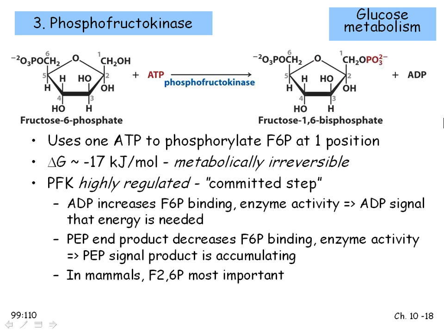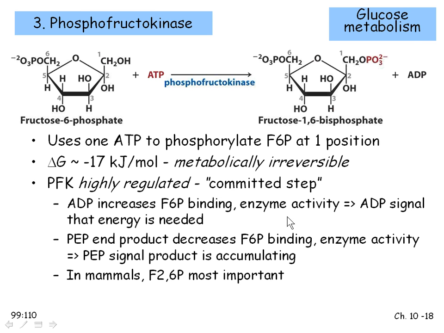And so some of the kinds of regulation here make a lot of sense. So for instance, ADP is a product of this. ADP being around will facilitate the binding of the substrate. It'll also increase the activity of that enzyme. So ADP is a relevant and meaningful signal that energy is needed. Phosphoenolpyruvate is an end product of glycolysis. It isn't of this reaction, but of the whole pathway. And phosphoenolpyruvate will reduce binding and activity. It's a signal that the end product is accumulating. We don't need this part of the pathway to keep going very much because we've got all we need.